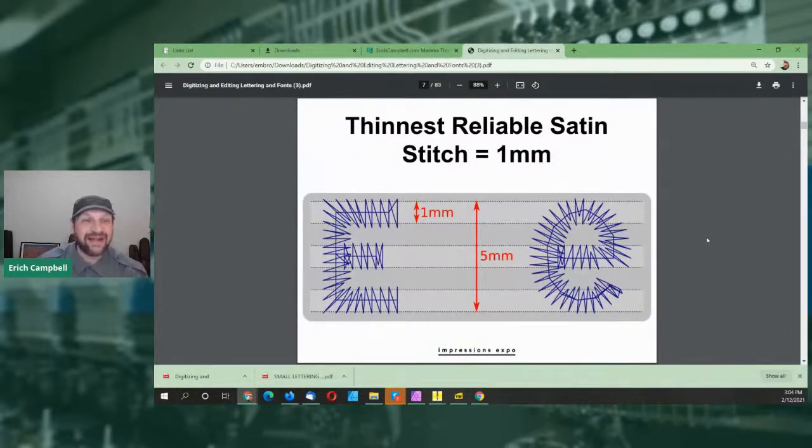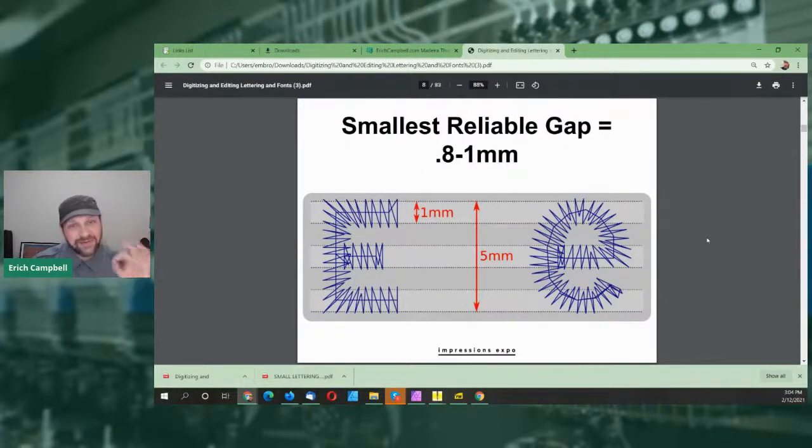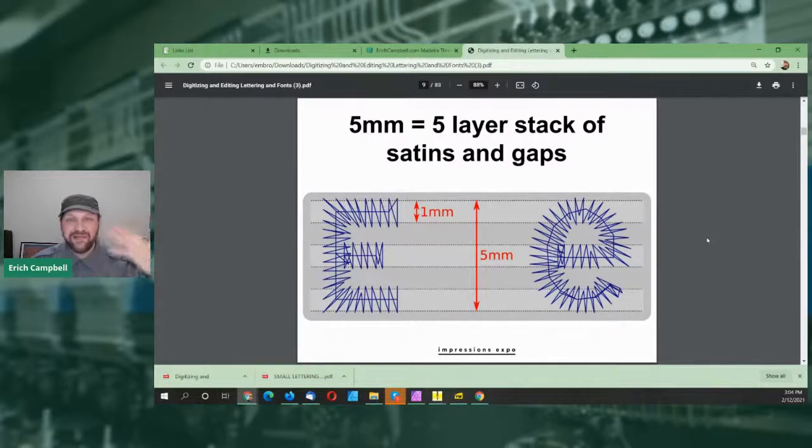We have a stack of these stitches. And you guys have heard me, if you've been with me for a while, you've seen this before, but it's still worth looking at. You have a stack of rows of stitches and gaps. If the thinnest reliable satin is about 1 millimeter, smallest reliable gap is about 0.8 to 1 millimeter, then obviously we have a 5mm stack of these satins and gaps. People will then say, what about 60 weight thread? 60 weight thread is going to give us about 25% smaller lettering and satins.